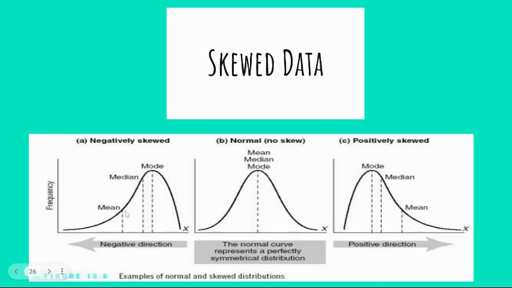In contrast, I might have a negatively skewed. Again, I'm going to look at the tail. The tail is in the negative direction. I have some low scores that are pulling my data this direction, where my median is higher than my mean.